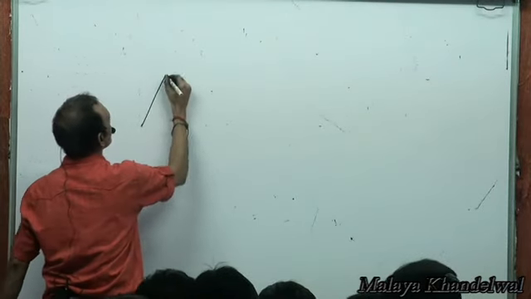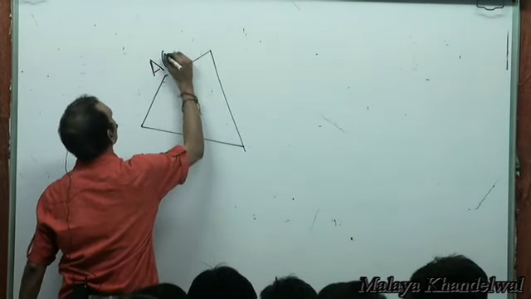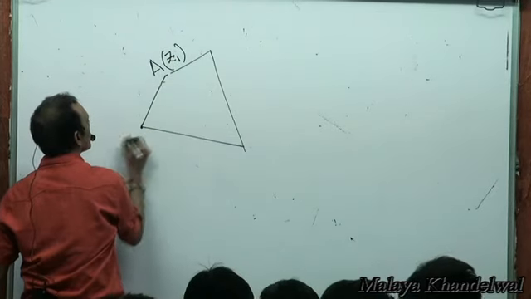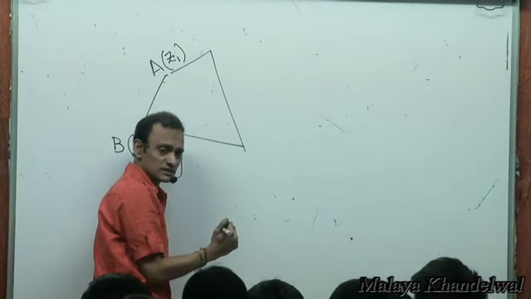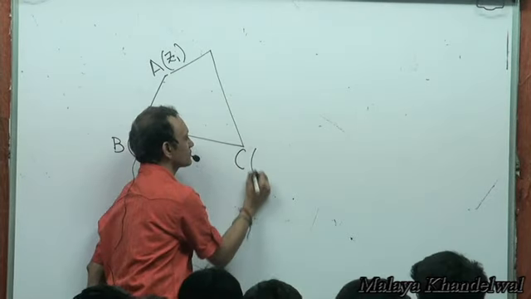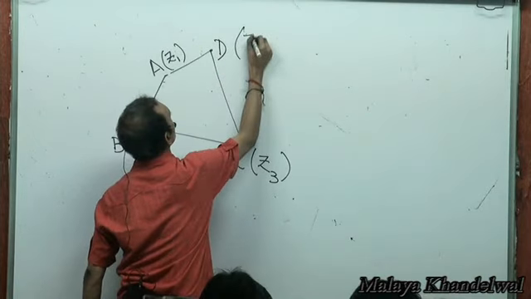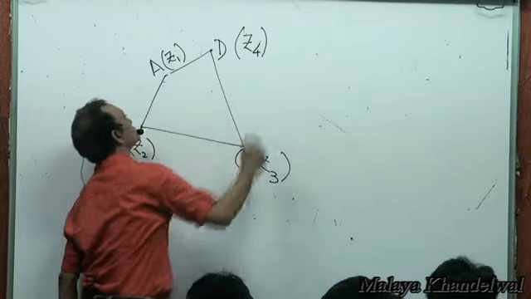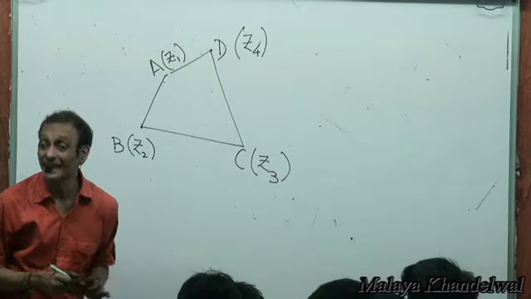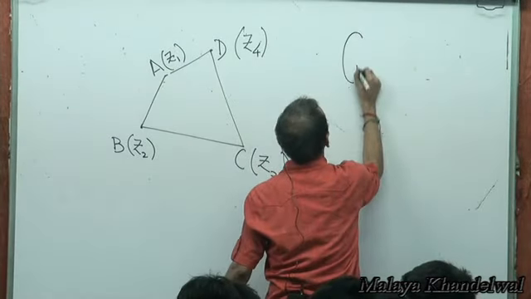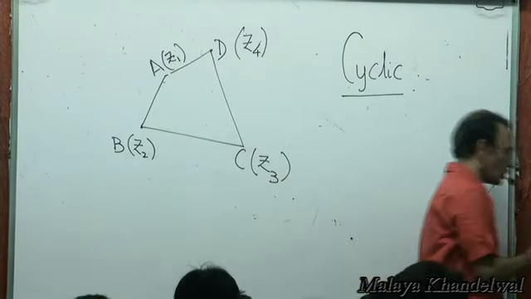I'll quickly tell you what it takes to figure out if a quadrilateral is cyclic or not, right? Say this be a quadrilateral A, B with position vector Z2, C with Z3, D with Z4. I want to find the condition for this quadrilateral ABCD to be a cyclic quadrilateral. All right.